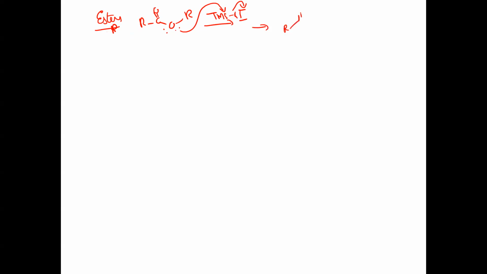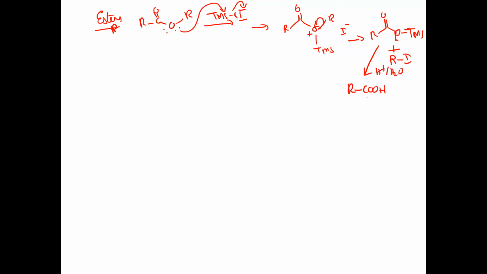As a result of that, it forms RC double bond O, R plus, there will be TMS and I minus. Now, this gives to this place, and as a result, O TMS is formed, plus RI is formed. Later, this can be hydrolyzed to form RCOOH. So we can hydrolyze esters using TMS iodide.